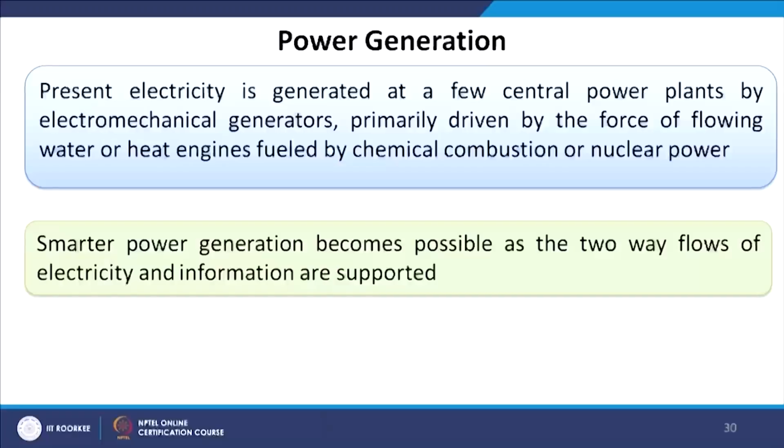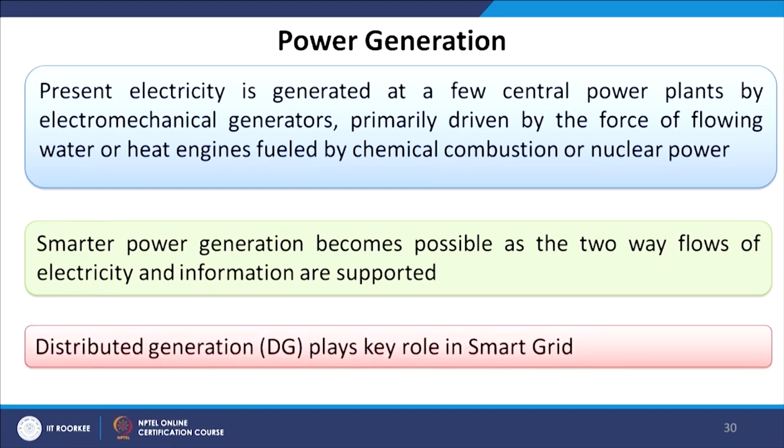Now, perhaps we are just interested to see how in future my power generation is going to change or take new shapes. Smarter power generation becomes possible as the two-way flow of electricity and information is supported. Currently it is mainly driven by demand, but if you can do two-way communication, the generation is based on the expected demand and the demand can drive the generation as it desires.